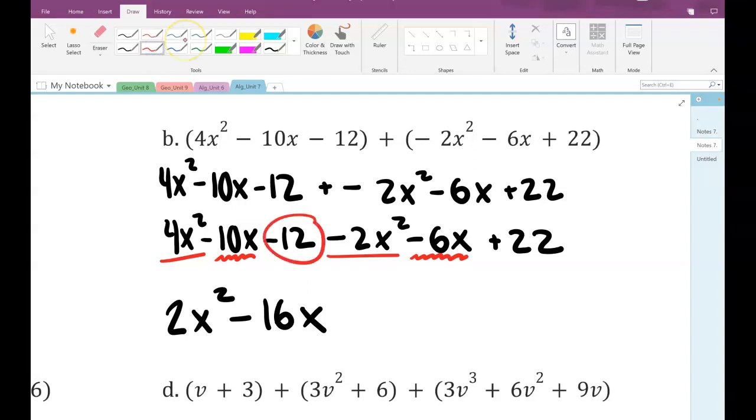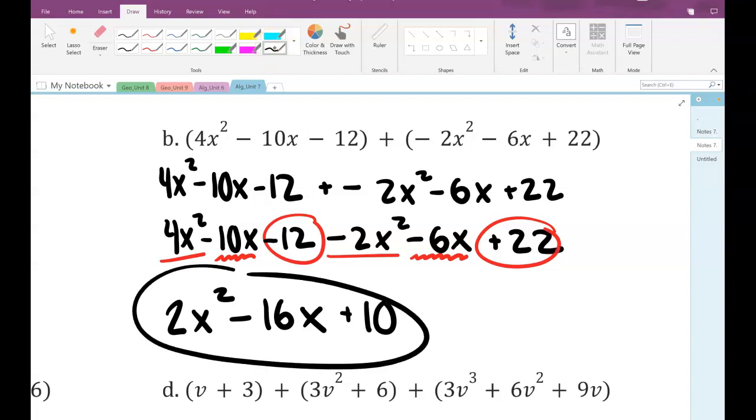And then we have our two constant terms. Your constants are always going to be the caboose of your polynomial. So take negative 12 plus 22, and you get a positive 10. So plus 10. So this will be a trinomial that is second degree with a leading coefficient of 2.